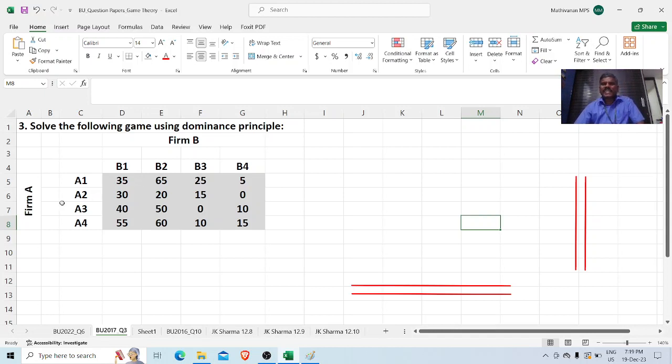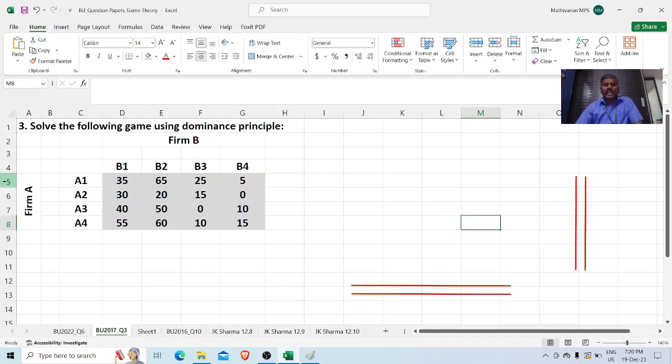We will move on to the second strategy, which is A2. Gain is 30 points, 20 points, 15 points and 0 points when firm B uses strategies B1, B2, B3 and B4. To identify the dominance principle, we need to compare one strategy with the other strategy. In our case, let us take strategy A1 and compare with strategy A2 when firm B uses all four different strategies, that is B1, B2, B3 and B4.